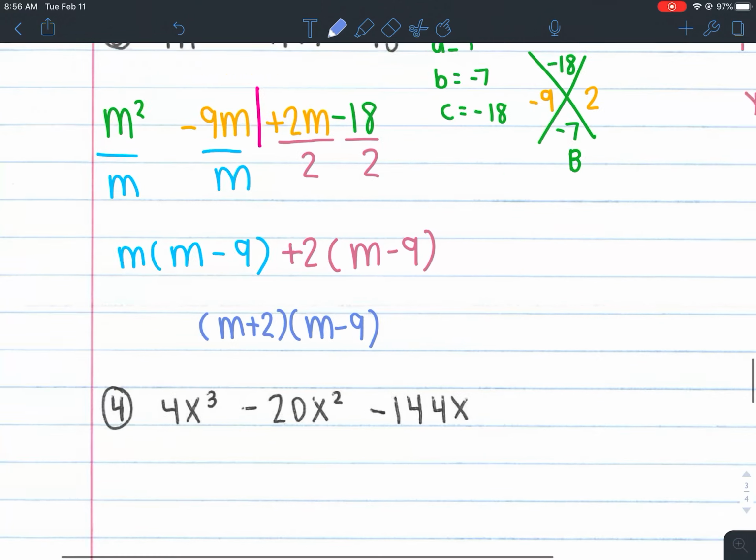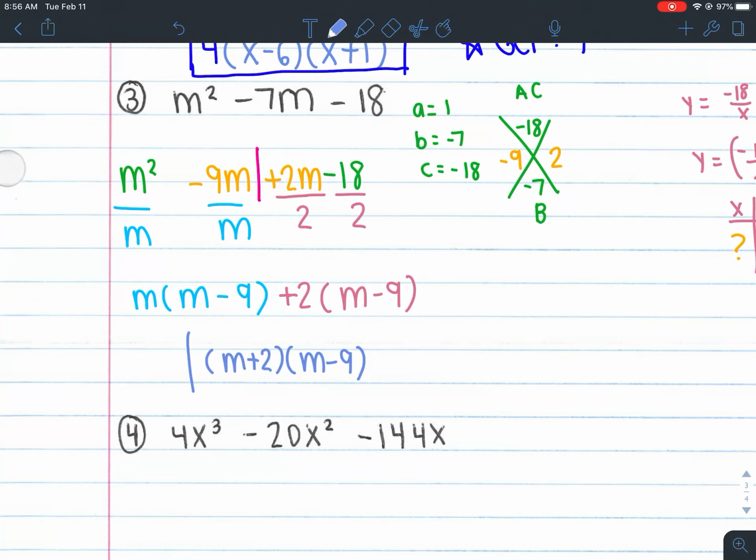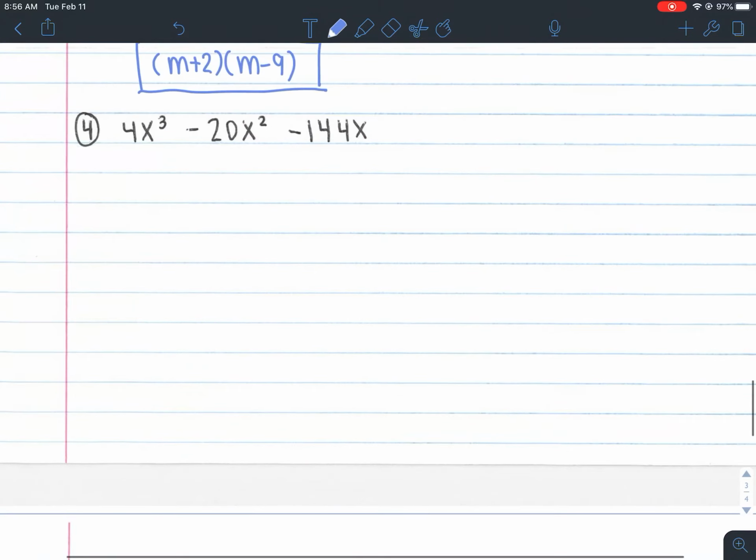Is this my final answer? Yes. I didn't have a GCF other than 1. Now, you can write the 1 at the beginning, but it's kind of like a waste of space, right? You don't need to write that 1 there because multiplying 1 isn't going to change anything.